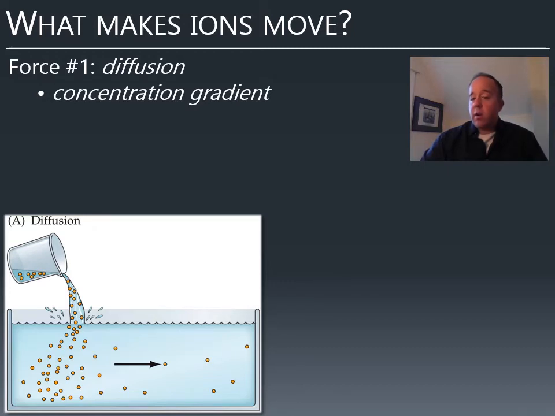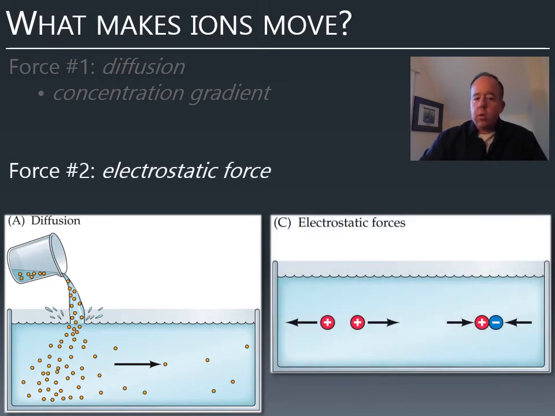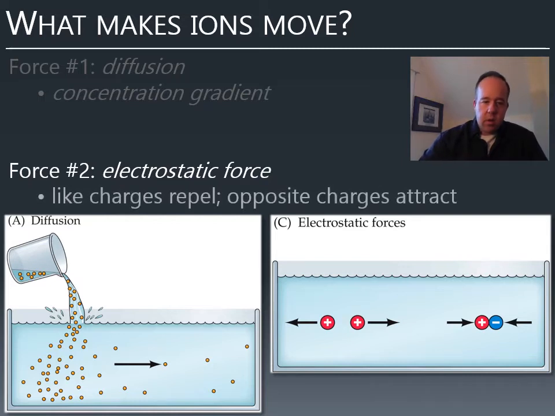They move from where they're common to where they're uncommon. So that's rule one. Rule two is called the electrostatic force. And this has to do with electrical charge. The rule here is that like charges repel one another and opposite charges attract. Sort of like magnets. The equivalent poles of a magnet will repel, but opposite poles will attract one another.